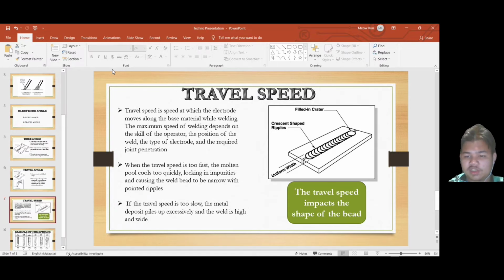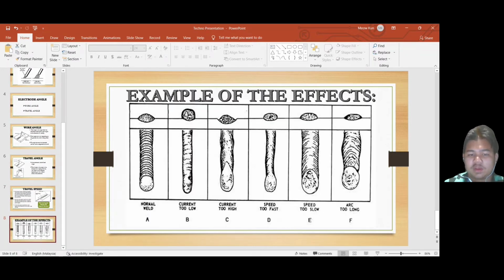The travel speed impacts the shape of the bead. From here is the crater, the shaped ripples, and the neck is a uniform width. This is a sample of the effect. Normal weld, it will look like this. Current too low, current too high, speed too fast, speed too slow, arc too long.